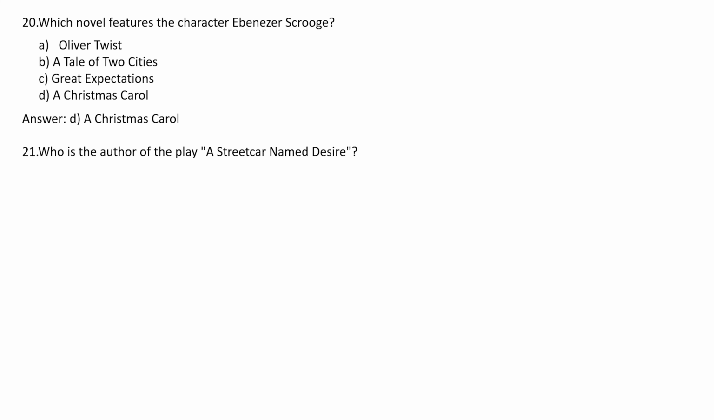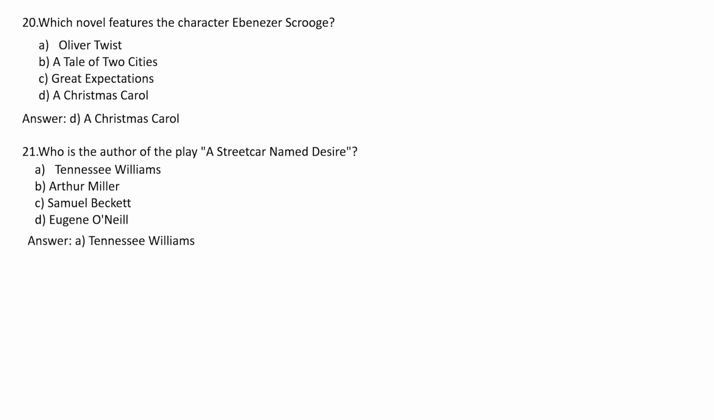Moving to the next question, question number 21. Who is the author of the play A Streetcar Named Desire? The options are option A, Tennessee Williams, option B, Arthur Miller, option C, Samuel Beckett, option D, Eugene O'Neill. And the correct answer is Tennessee Williams.